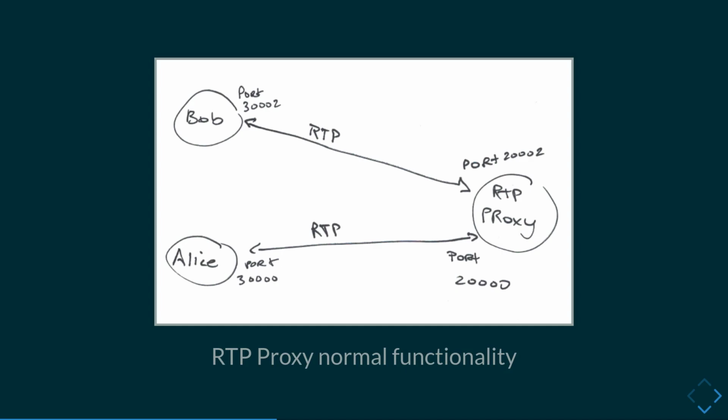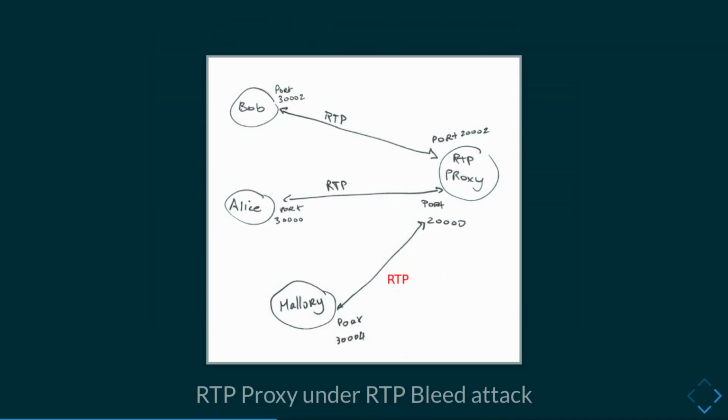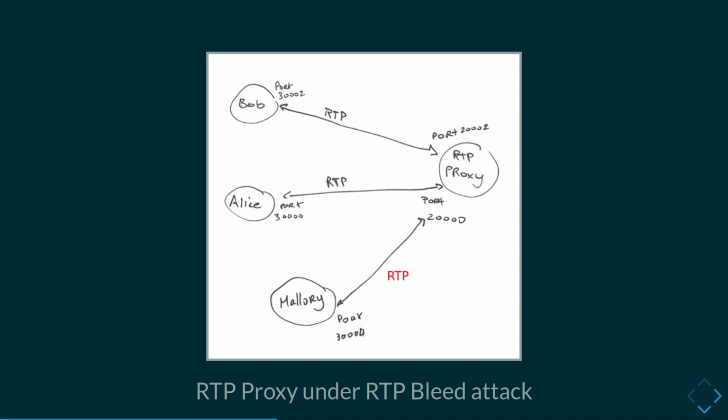This diagram shows an RTP proxy that is relaying RTP between Bob and Alice. Now, if Mallory decides to send RTP to the RTP proxy on the port that Alice is sending RTP to, a vulnerable proxy would learn that Mallory's IP address is possibly where it should send Bob's RTP packets.